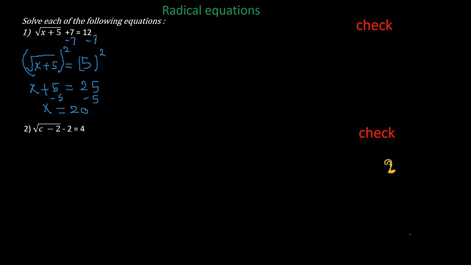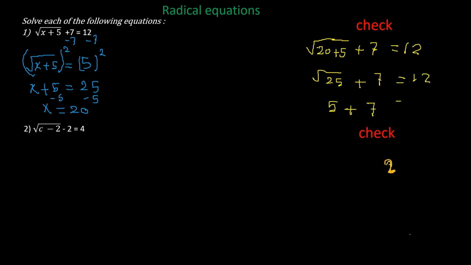Now let's check the answer. On the right hand side we have 12, and on the left hand side we have the square root. We substitute x by 20, so it will be 20 plus 5 under the root, and outside the root plus 7. So the left hand side should equal 12. Then this will be the square root of 25 plus 7, which is 5 plus 7, which equals 12. So 12 equals 12. It's right. So the answer is x equals 20.